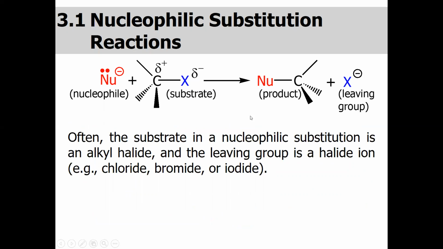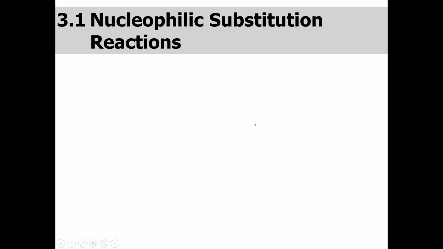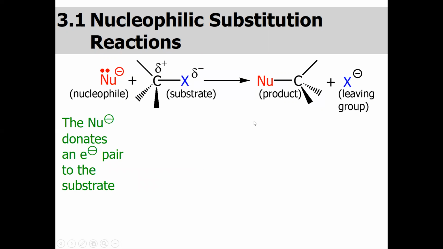Often the substrate in a nucleophilic substitution is an alkyl halide, as I discussed, because this is the alkyl group and this is the halogen. And the leaving group is the halide. Definitely, if it is an alkyl halide, the leaving group should be the halide. It could be a chloro, bromo, or iodo group. Now, let's see individually the nucleophile, the alkyl halide, the product and the leaving group. What is the nature of these two?